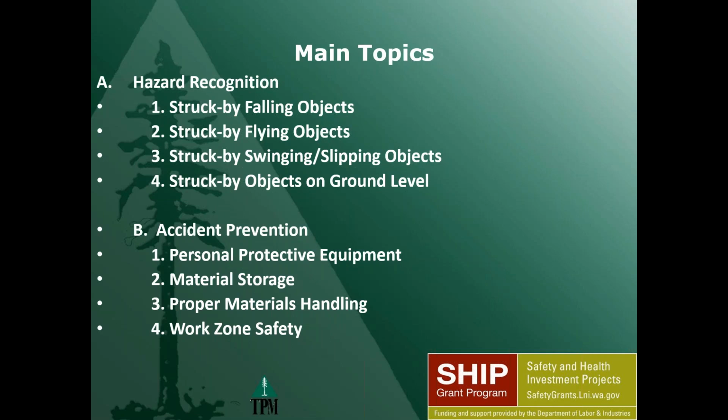And really there's more on the struck by. There are different types of hazards that a lot of us don't think of, because it's not just falling objects or flying ones, but also swinging or slipping things. But the biggest one for all of us is very likely going to be struck by objects at ground level. That's where we've got most of our hazard.